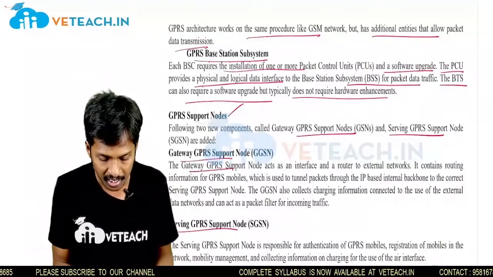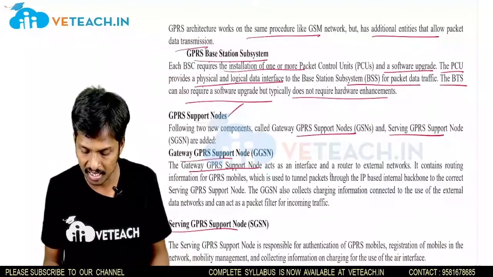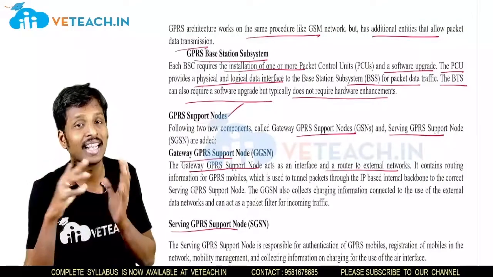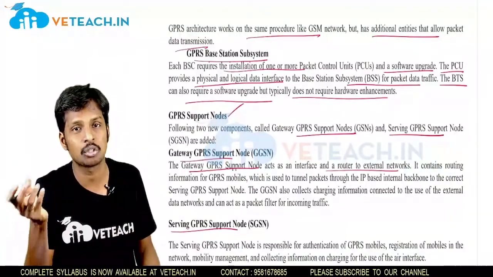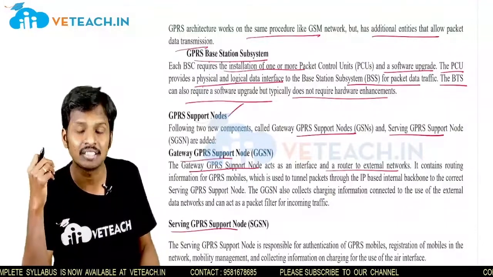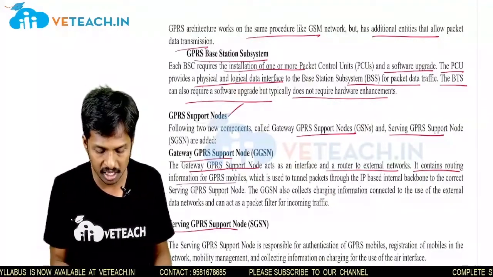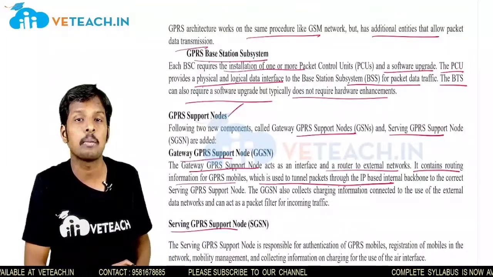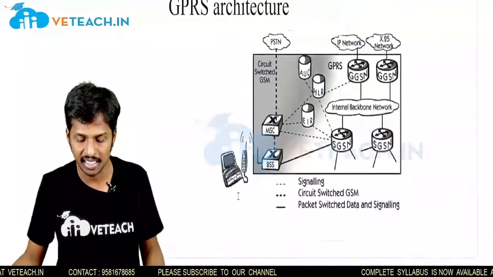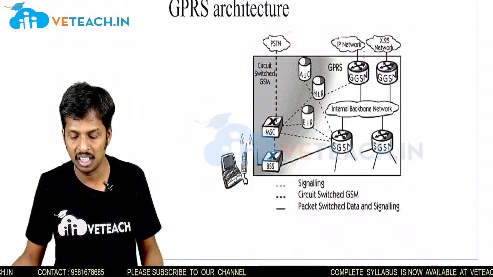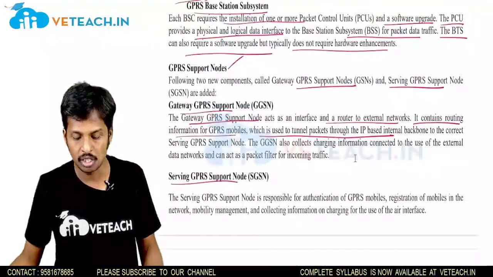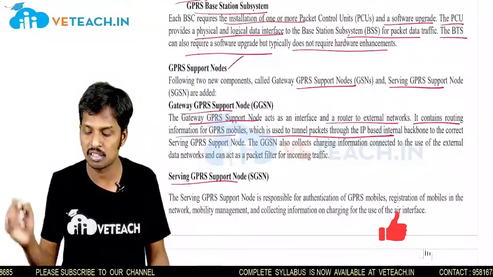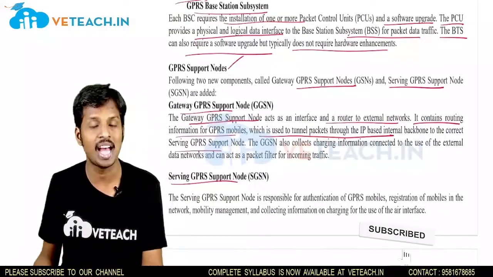We'll discuss now. The Gateway GPRS support node acts as an interface and a router to external networks. If they are of different standards, the gateway is also going to perform tunneling. It contains routing information for GPRS mobiles, which is used for tunneling packets through the IP based internal backbone. In the architecture, as you have observed, there is an internal backbone provided between different IP network standards. It works like a router as well as performing some tunneling between different IP based internal backbones and the correct serving GPRS nodes.